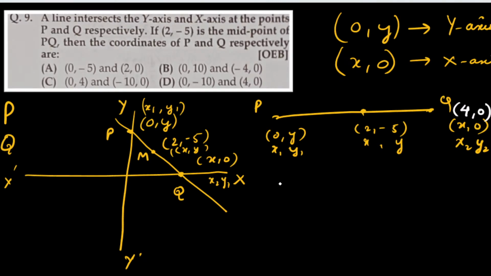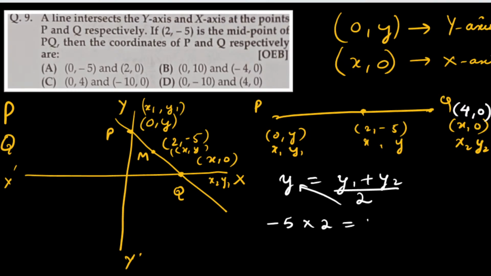So we'll make use of the y coordinate. The y formula is y is equals to (y1 plus y2) by 2. Y's value is given to us as minus 5. This 2 will shift to the other side and get multiplied. Y1 is y and y2 is 0.